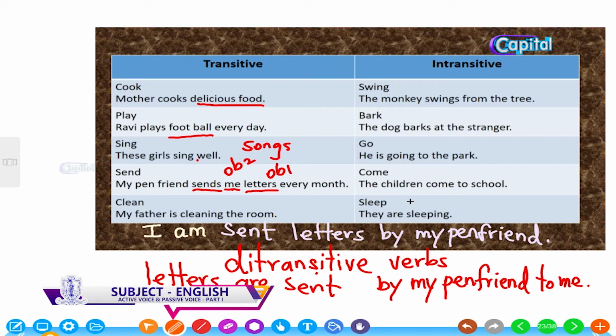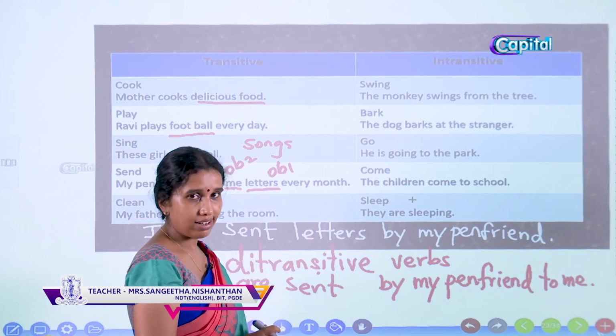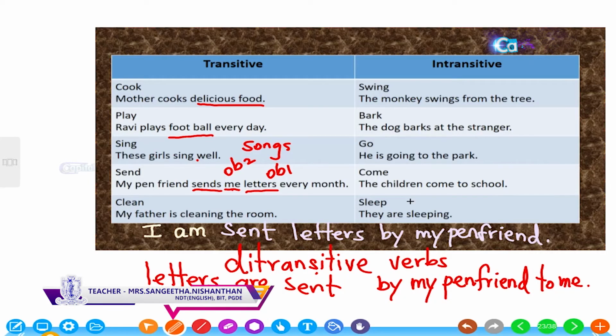Bark. The dog barks at the stranger. So, what does the dog bark? Can you get an answer? No. To whom does the dog bark? There is no answer. So, bark is an intransitive verb. He is going to the park. What is he going to? Can you get an answer? Or to whom is he going to? It will not give you the answer. So, it is an intransitive verb.